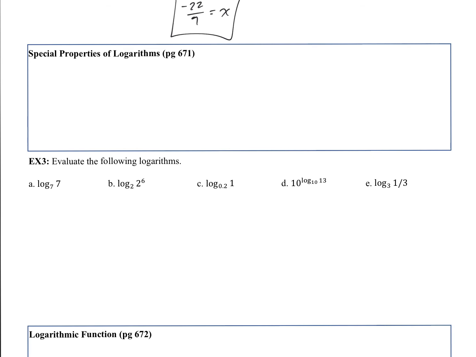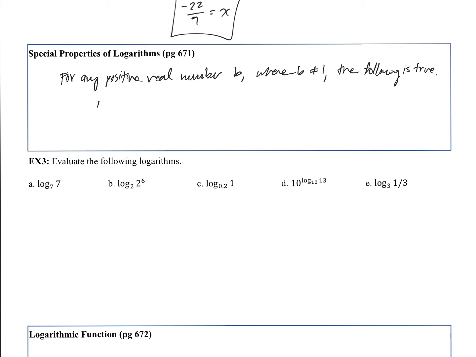So let's take a look at some of the special properties, which is on page 671. So for any positive real number b, where b is not equal to 1, the following is true. Sorry for the messy handwriting. Okay, so log base b of b equals, well, what do you think? This is asking us, b raised to what power would give me b? What power do you need to raise b to get b? Well, it's just 1, right? B to the first power would give me back b.